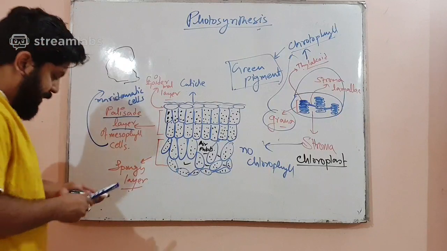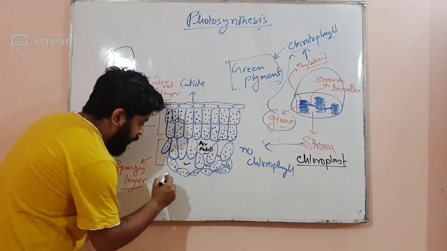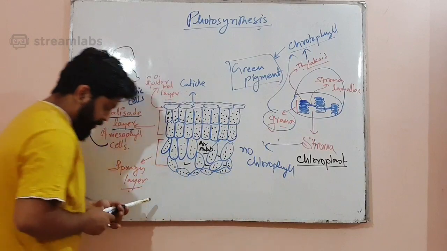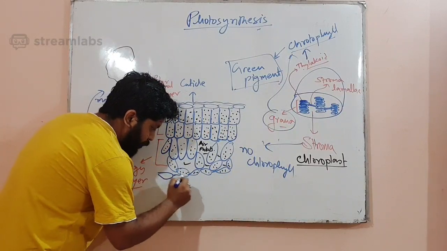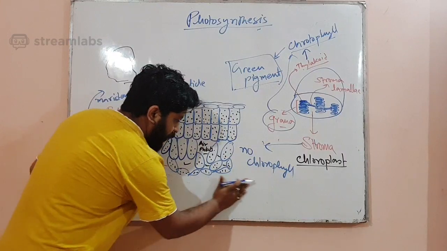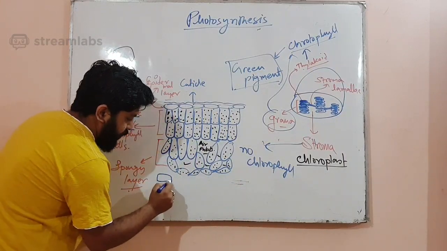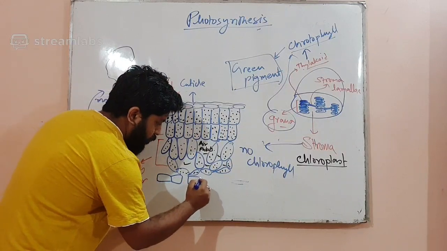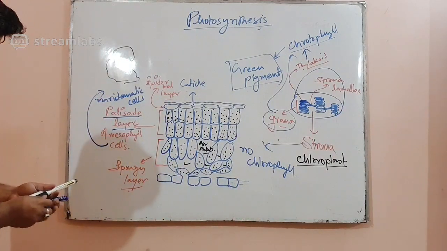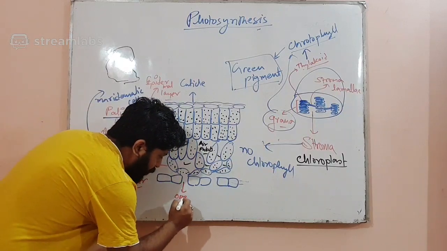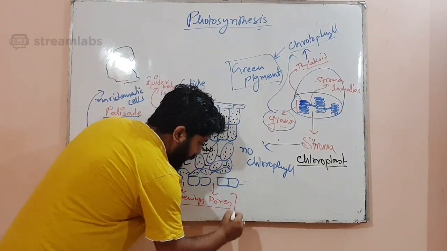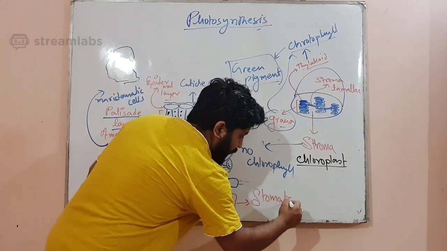Now what happens is that there will be the layer of epidermis, again the bottom layer of epidermis, which I will draw here. In this bottom layer of epidermis, there are openings or pores, which are known as the stomata, the stomatal openings or pores.